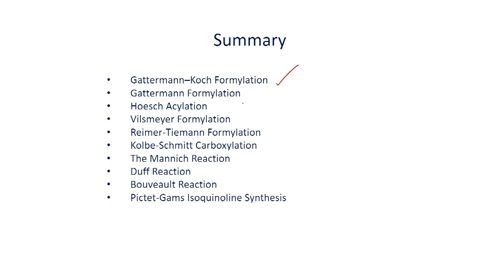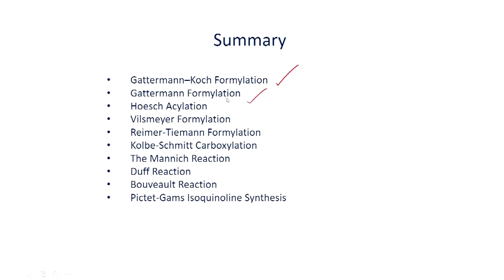And then we have seen the Gattermann formylation. Here the difference is that, in the place of carbon monoxide, we use HCN, and you form the nitrilium cation which undergoes addition reaction to give the imine derivative. When you do the hydrolysis, you will be able to get the aromatic aldehyde. Then we have seen the Hoesch acylation, where in the place of HCN they have used acetonitrile, hydrochloric acid or Lewis acid. You can try to introduce the aldehyde functional group.